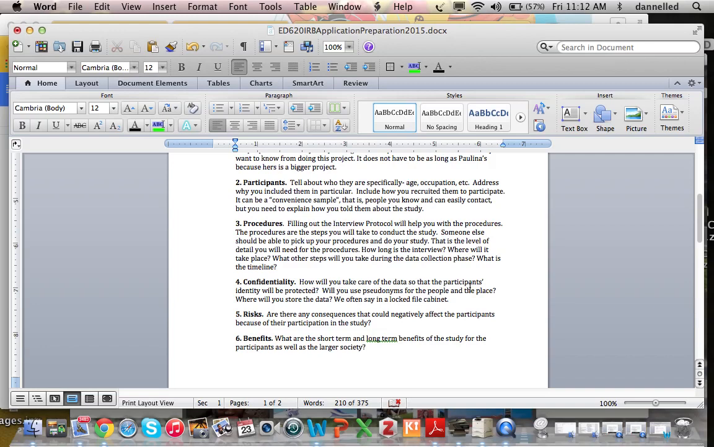Confidentiality. How will you take care of the data so the participant's identity will be protected? Will you use pseudonyms for the people and the place? Where will you store the data? We often say it's in a locked file cabinet. But you need to attend to the issue of confidentiality, recognizing that you don't want your data laying around somewhere for someone to pick up.